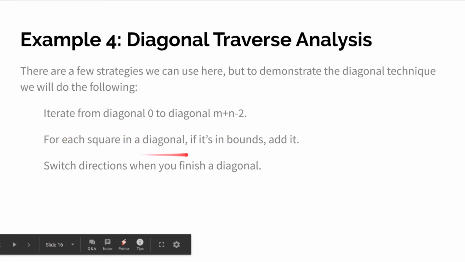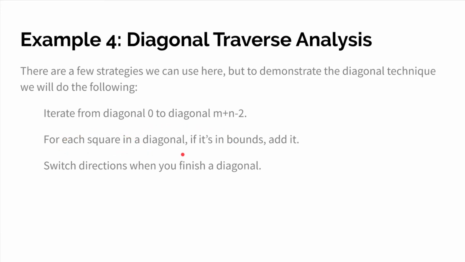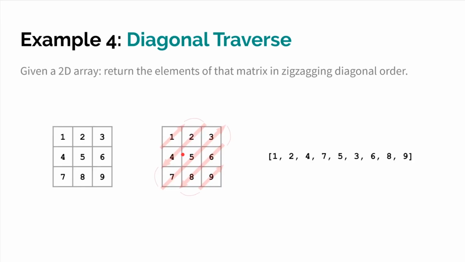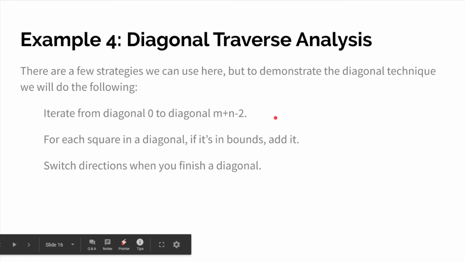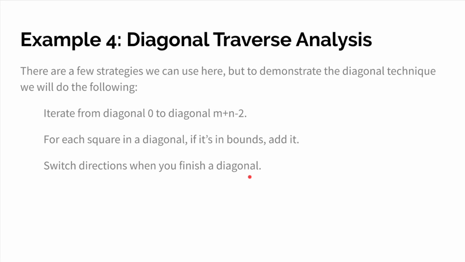Then for each square in a diagonal, if it's in bounds, add it to the list, right? So we might start off over here, and then iterate through this way, all the way through this diagonal. And then since there's no value here, we don't add it. We add this one, we add this one, we don't add one here. Imagine if the diagonal extended all the way across. And finally, we switch directions when we finish a diagonal.